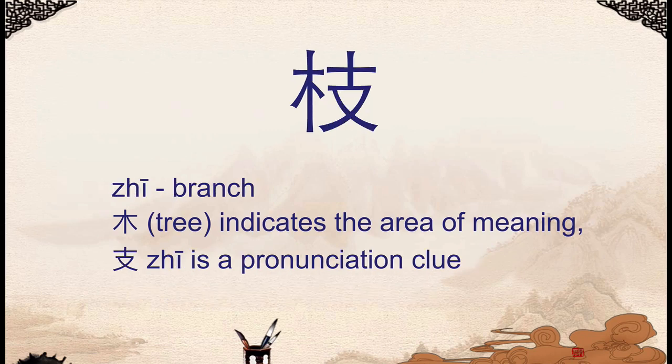Okay, another example. Zhi means branch. And this character also has the same radical, the same meaning component, which is mu, tree, on the left-hand side. And the right-hand side is a pronunciation clue, because the right-hand side, this character is pronounced zhi, and this whole character is also pronounced zhi. So it's exactly the same. This character means branch. All these characters are a meaning component plus a pronunciation clue component.